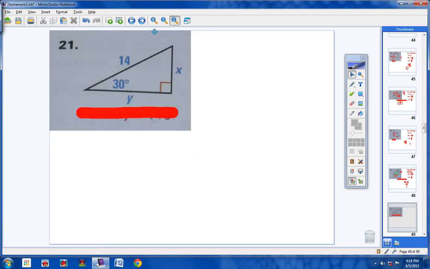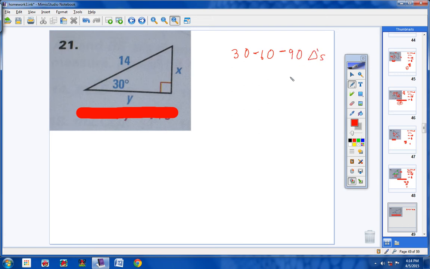Alright, moving on to numbers 21 through 24. Find the value of each variable. Now notice all of these 4 triangles, numbers 21 through 24, are what we call 30, 60, 90 triangles, okay?